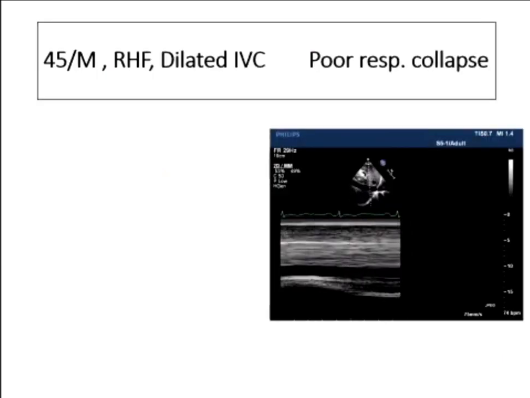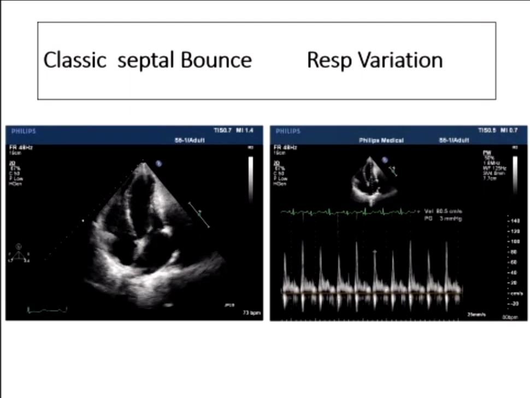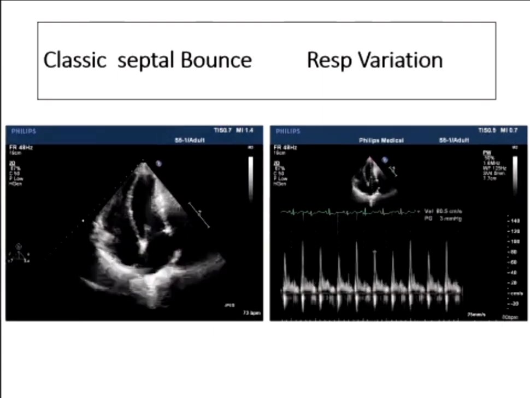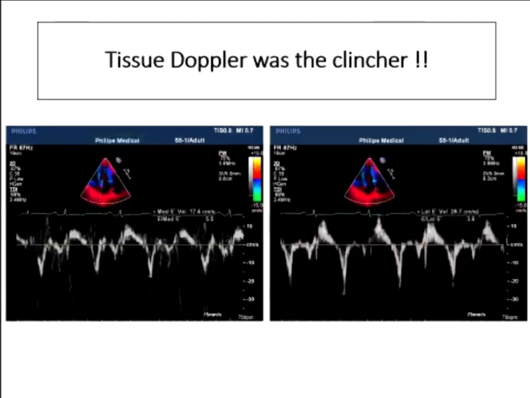And the last case that came just last week, it was a 45-year-old man with dilated IVC. A classic septal bounce. Having said everything that I did, the clincher was tissue Doppler, because all that he had was a large mass actually pushing his LV in, because the tissue Doppler did not lie. The lateral was clearly much more than the medial, which was not expected in a patient with a constrictive pericarditis.